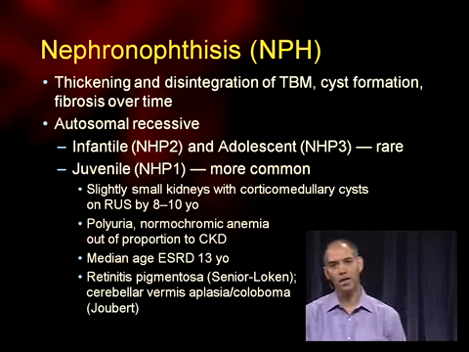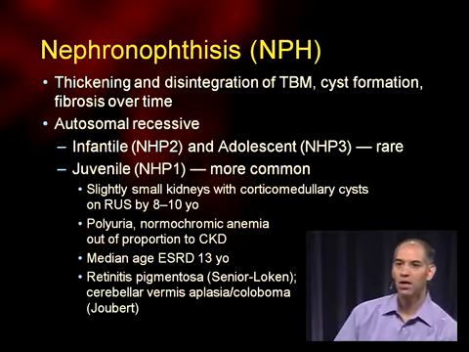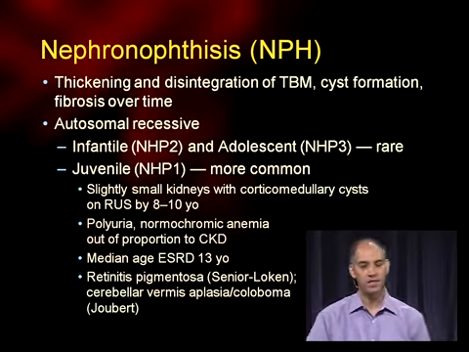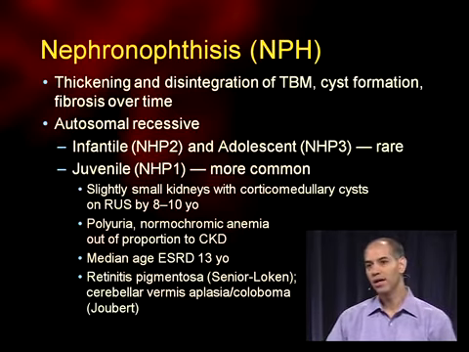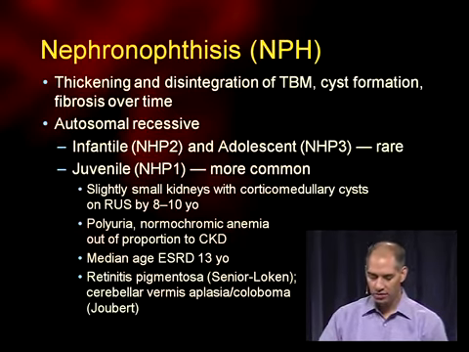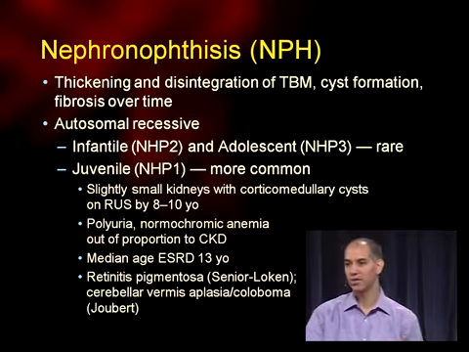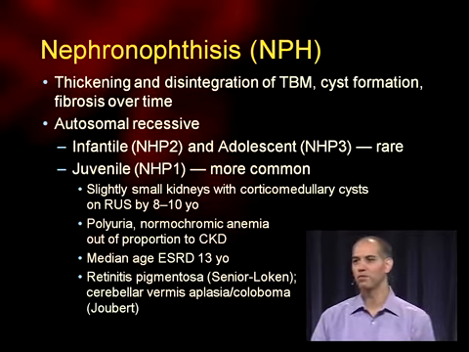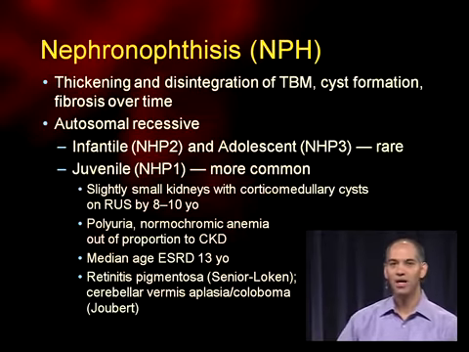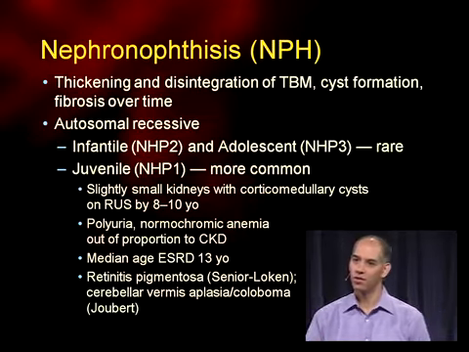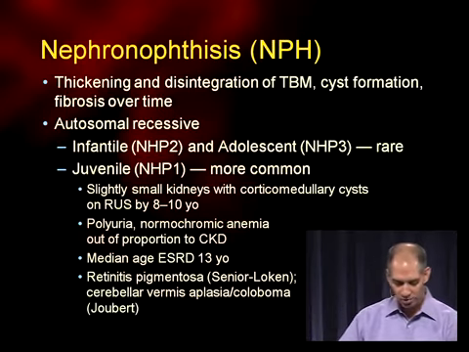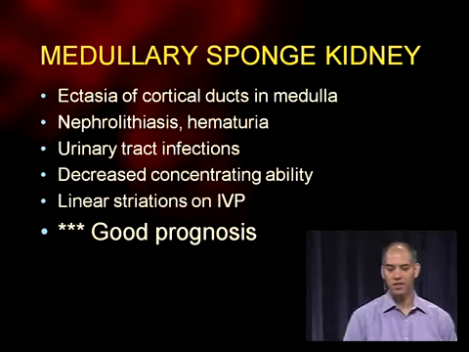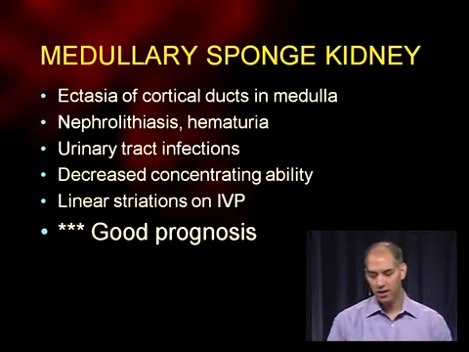A couple of syndromes go along with nephronophthisis. If they have nephronophthisis and retinitis pigmentosa, that's called Senior-Loken syndrome. And if they have cerebellar colobomas, that's Joubert syndrome. Again, I think they've gotten away from those on the board exams where they'll tell you about a syndrome and ask you about the findings. But just so that you've heard of them, Senior-Loken and Joubert syndrome are part of those nephronophthisis. All right, medullary sponge kidney is an ectasia of the cortical ducts in the medulla.